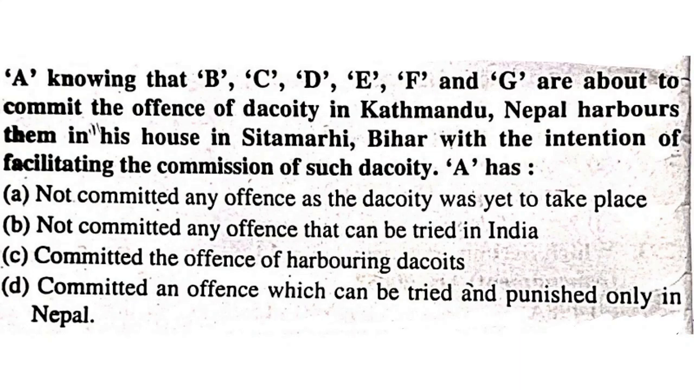A, knowing that B, C, D, E, F and G are about to commit the offense of dacoity in Kathmandu, Nepal, harbors them in his house in Sitamarhi, Bihar, with the intention of facilitating the commission of such dacoity. A has not committed any offense, as the dacoity was yet to take place; or committed an offense that can be tried in India; or committed the offense of harboring dacoits, an offense which can be tried and punished only in Nepal. A has committed the offense of harboring dacoits.